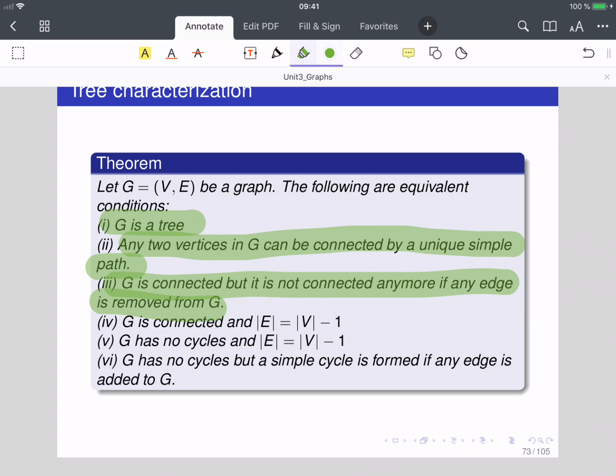Also, we know about these properties here. The number of edges is equal to the number of vertices minus 1. And we also have this property that the graph has no cycles, but if we add an edge, then we form a cycle. This is because if we add an edge between two vertices in the tree, those vertices were already connected, and if we add another edge, then we are forming a cycle. So these are the basic ideas in the proof.